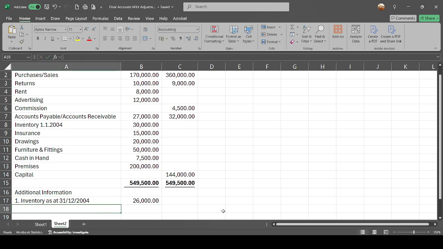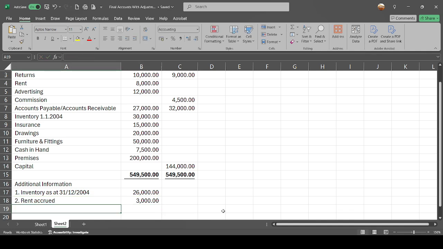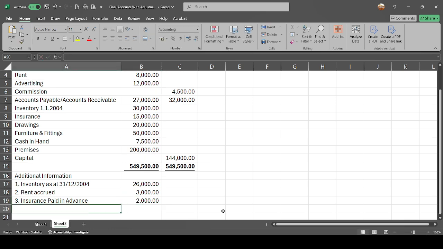Then we have number 2, we have our rent accrued. And the figure there is 3,000 shillings. Then number 3, we have our insurance paid in advance. And the figure there for the insurance paid in advance is 2,000. Then we have number 4, commission due.